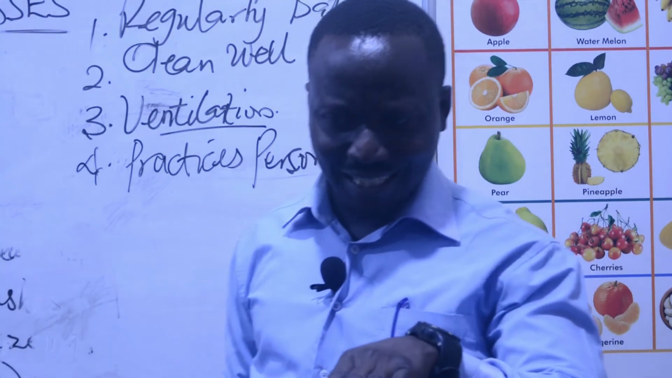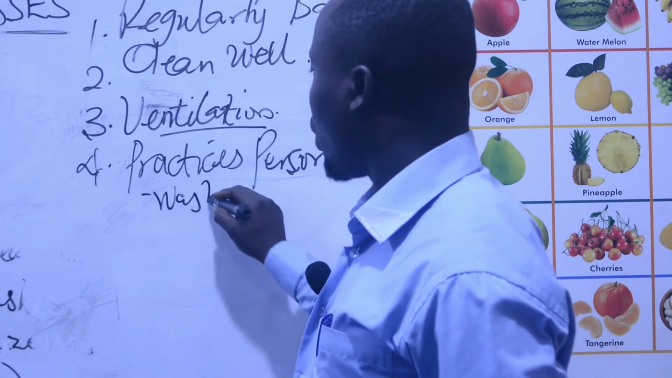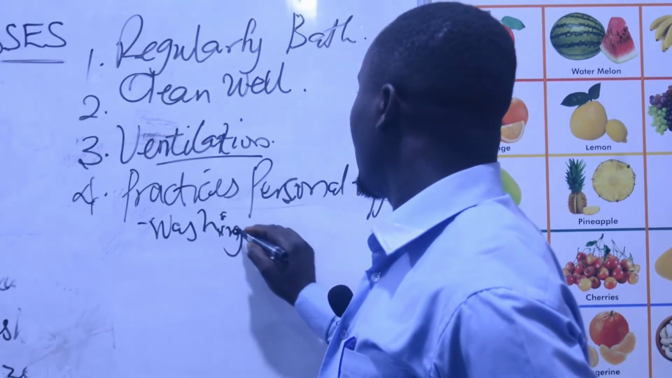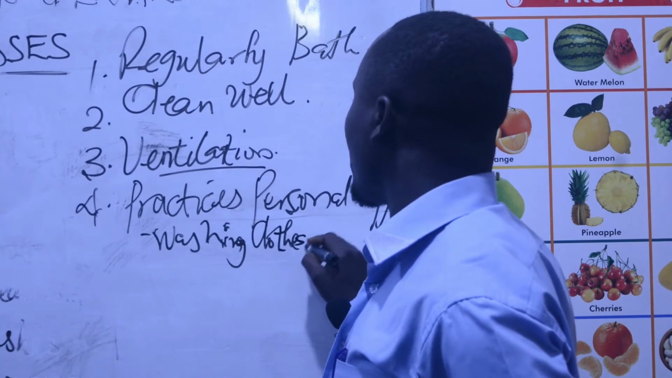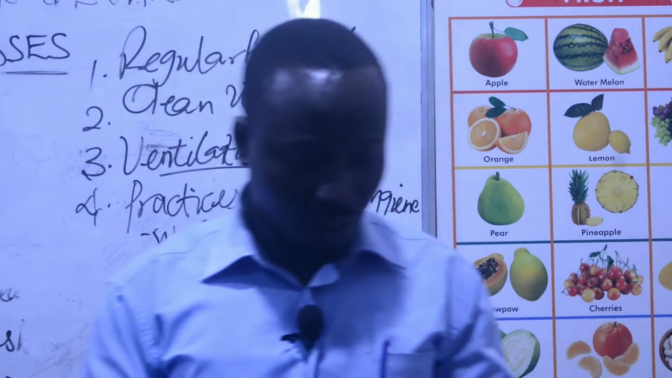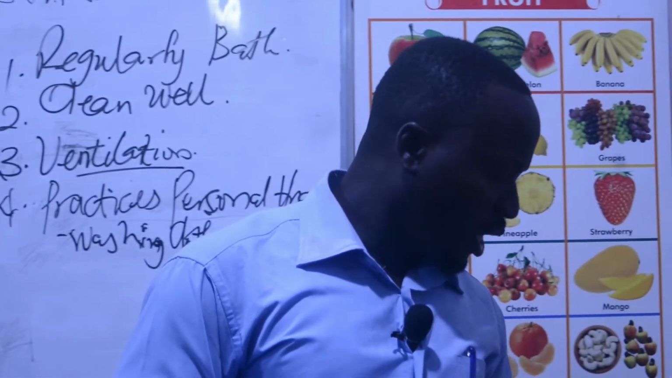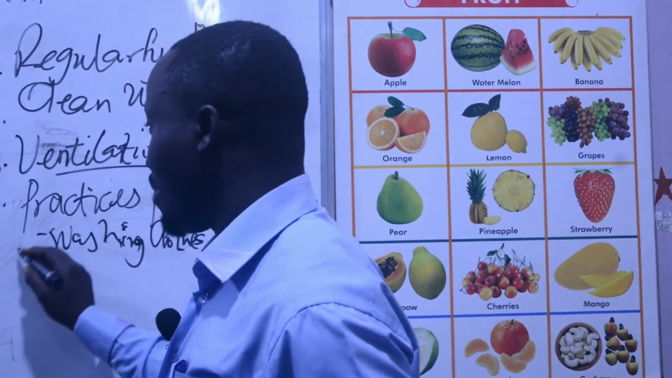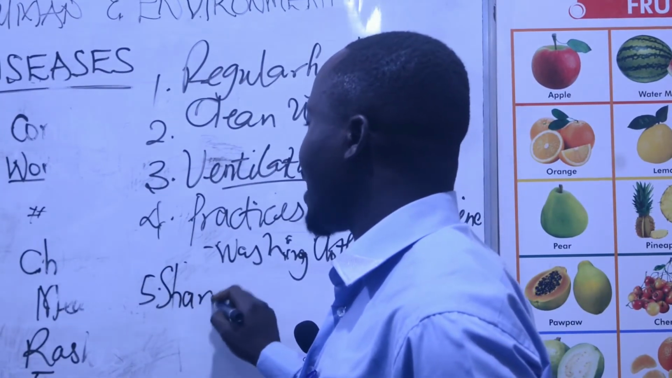And personal hygiene means you make sure you wash your clothes regularly. Your undies, your socks, your singlets must be properly washed as a way of keeping yourself well or practicing personal hygiene. You must also avoid sharing personal articles. Do you remember this? Yes. We spoke about sharing personal items last time.